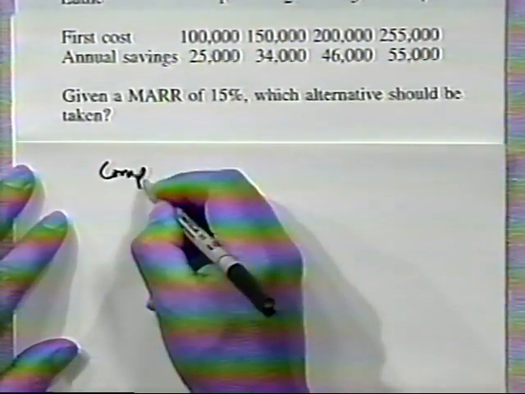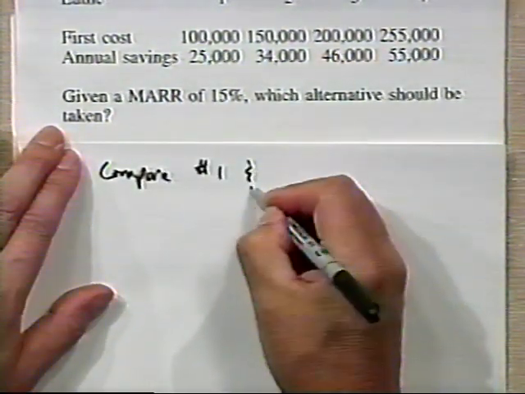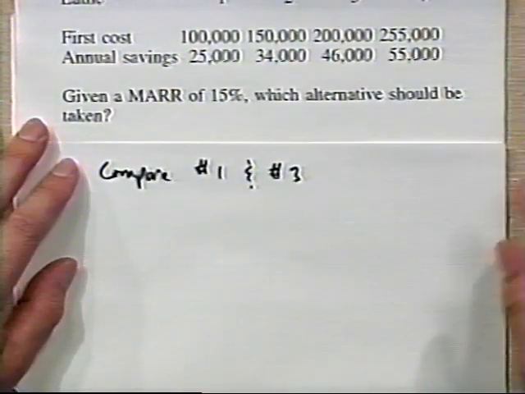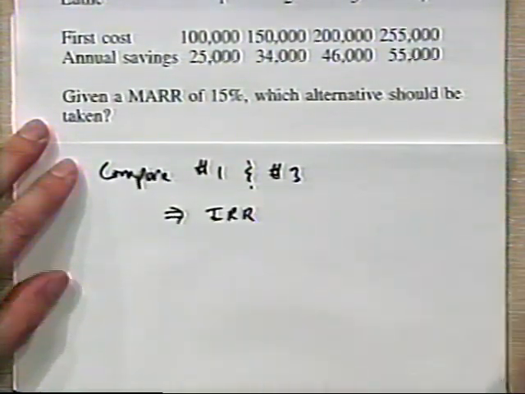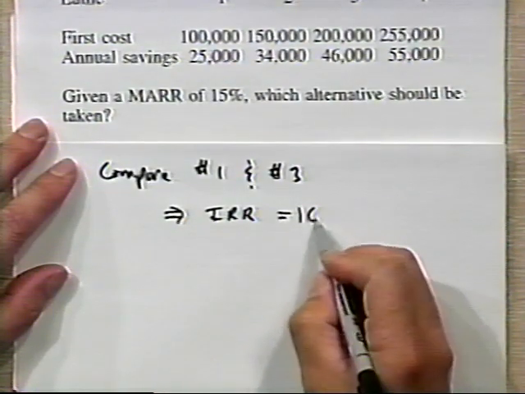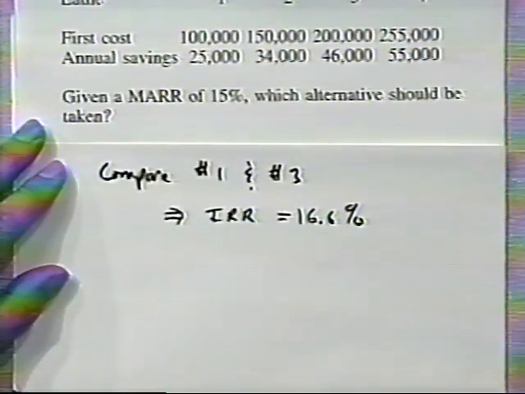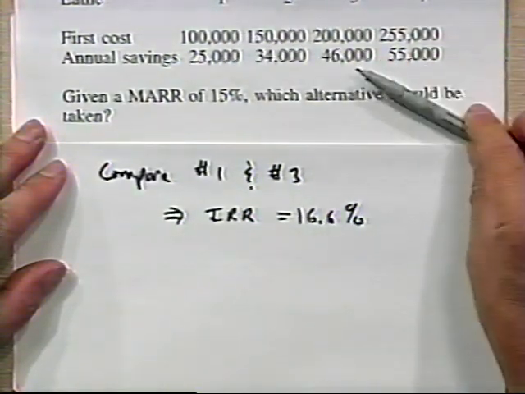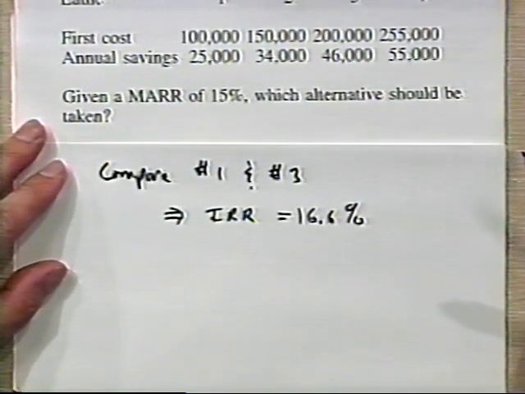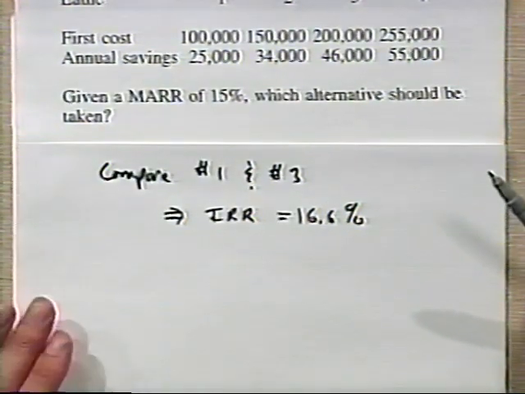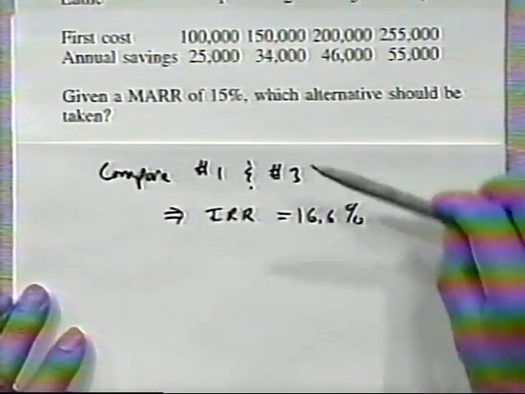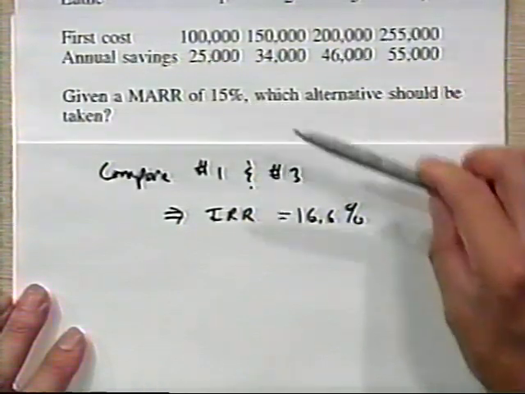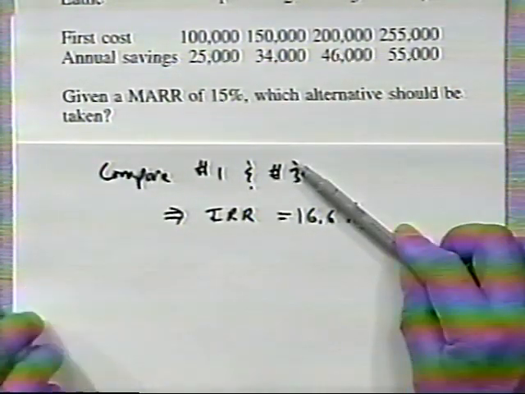So now we want to compare number 1 and number 3. Looking at the increment of investment here gives an internal rate of return of 16.6%. And here, again, I'm looking at the difference between the first costs and the difference between the annual savings taken to present worth to calculate that internal rate of return between alternative 3 and alternative 1. This does exceed the minimum acceptable rate of return. We now accept number 3 as being our current best alternative.